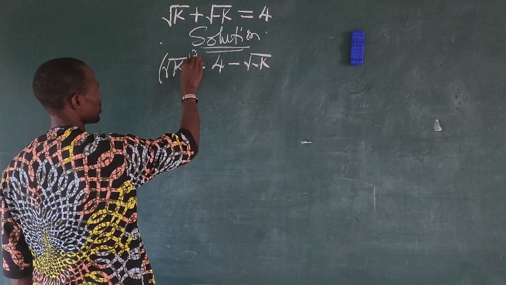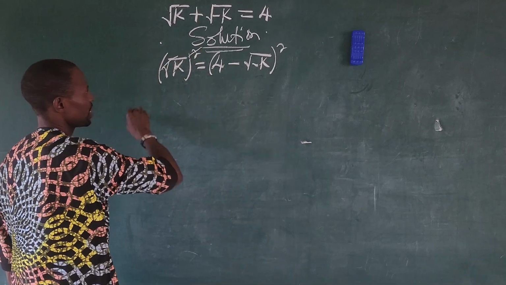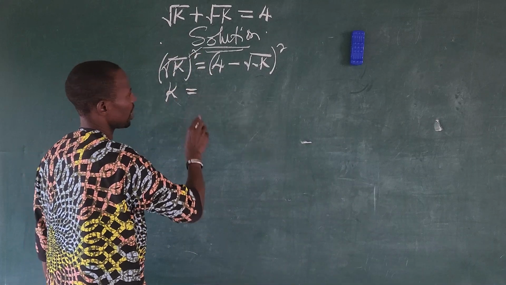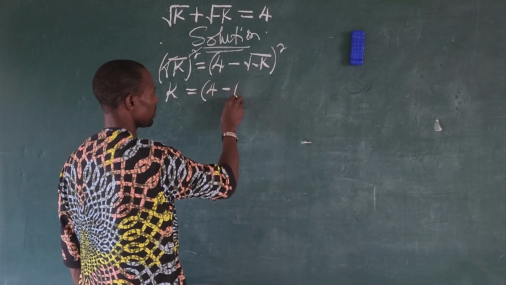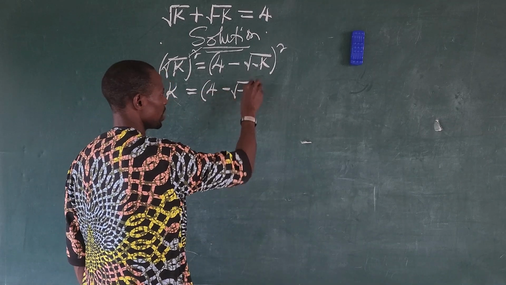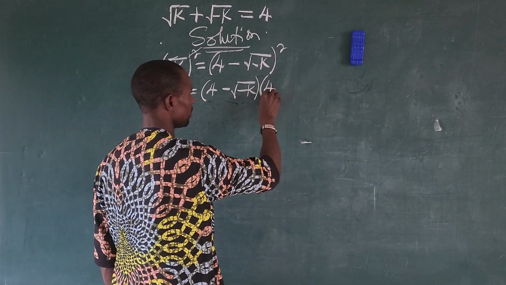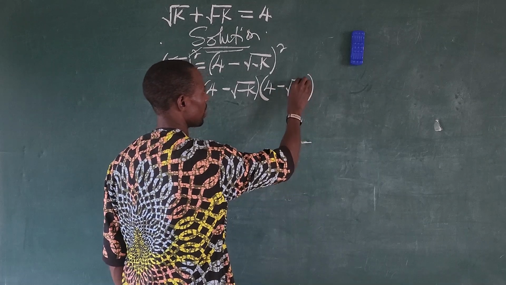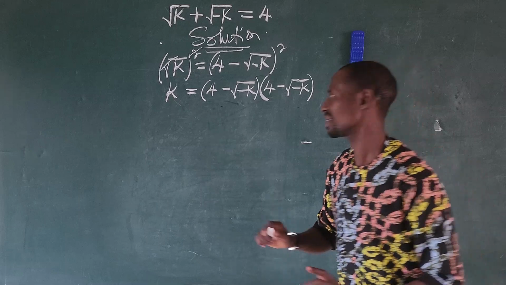So this square, this square. What happened? This power goes with this radical, so we have k now equal to... Let's take time to factorize or simplify these gradually. This is written as this multiplied by itself, 4 minus the square root of minus k. All right, so we can use this bracket to open up this bracket, right?